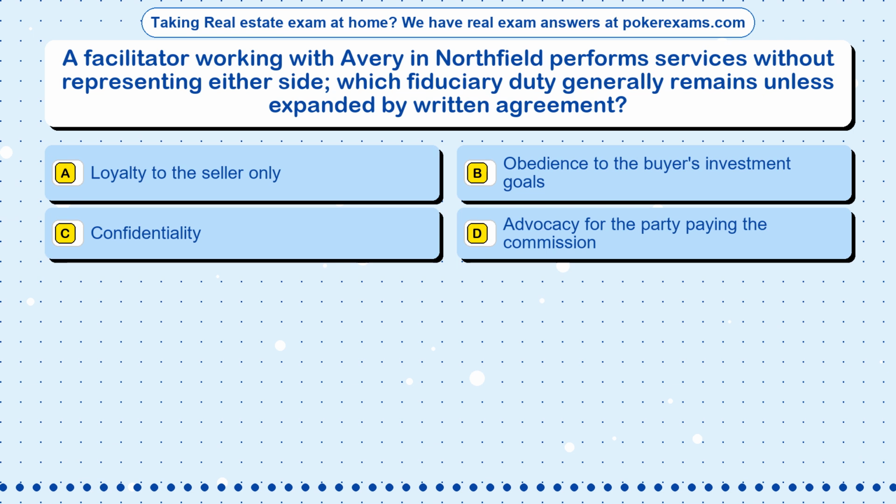Question 95. A facilitator working with Avery in Northfield performs services without representing either side. Which fiduciary duty generally remains unless expanded by written agreement? Option A, loyalty to the seller only. Option B, obedience to the buyer's investment goals. Option C, confidentiality. Option D, advocacy for the party paying the commission.